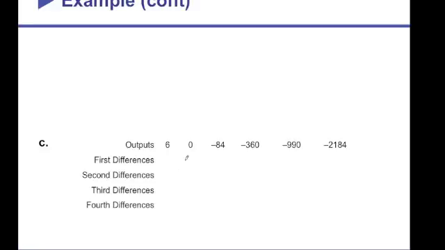Here's one more of these I want to do. And remember, it's always 6 to 0 goes down 6, goes down 84, goes down 276, goes down 630, goes down 1194. Here we're still going down 78, down 192, down 354, down 564.